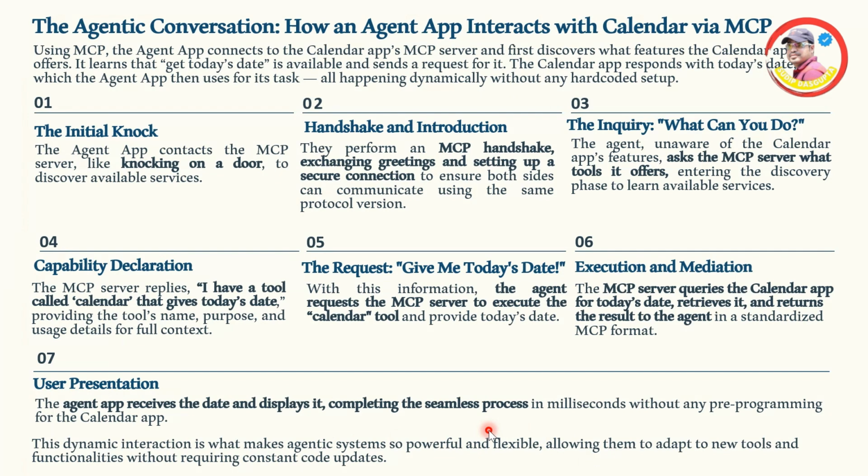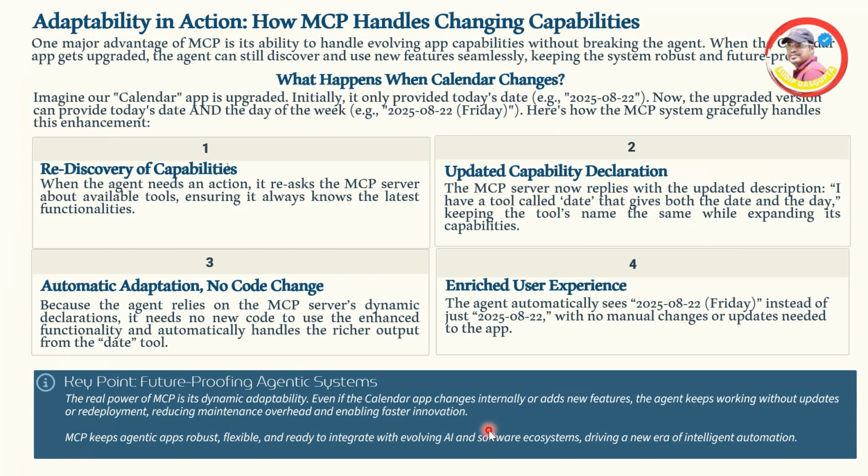So the very good thing about MCP that happens is that I've shown this. Whenever there is a change in the calendar app, let's say the calendar app earlier used to provide a date in this format, 2025. Today is, say, 8th of August, or sorry, 22nd of August or something like that.